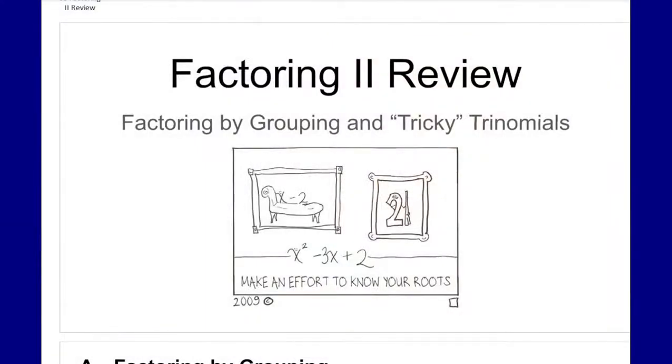In today's lesson, we are going to continue with our review of factoring, and we're going to look at factoring by grouping and tricky trinomials or complex trinomials. Again, you should have covered this before last year or taken a look at something like this. So hopefully this is more of a refresher and not something completely new.